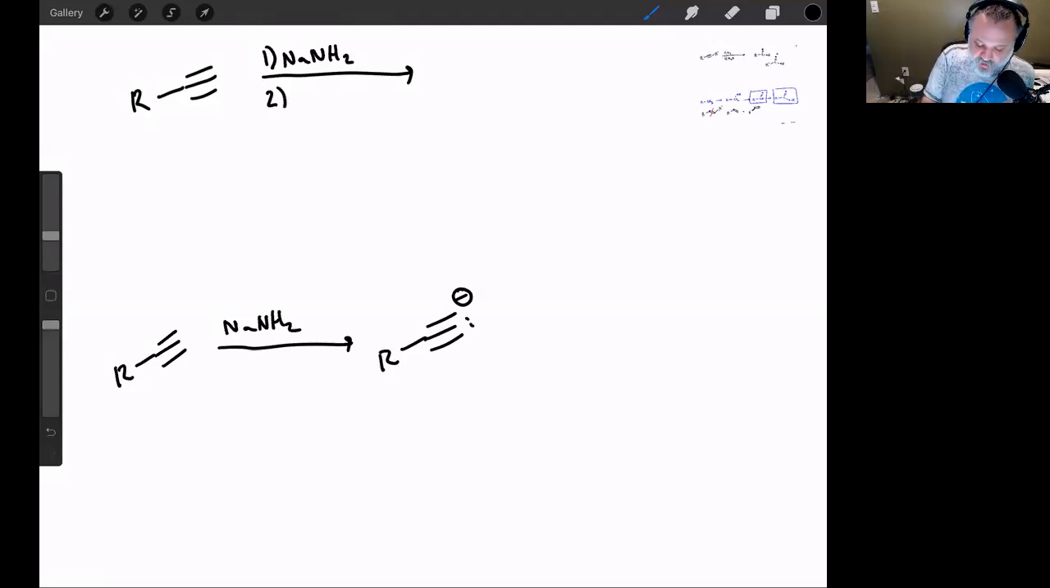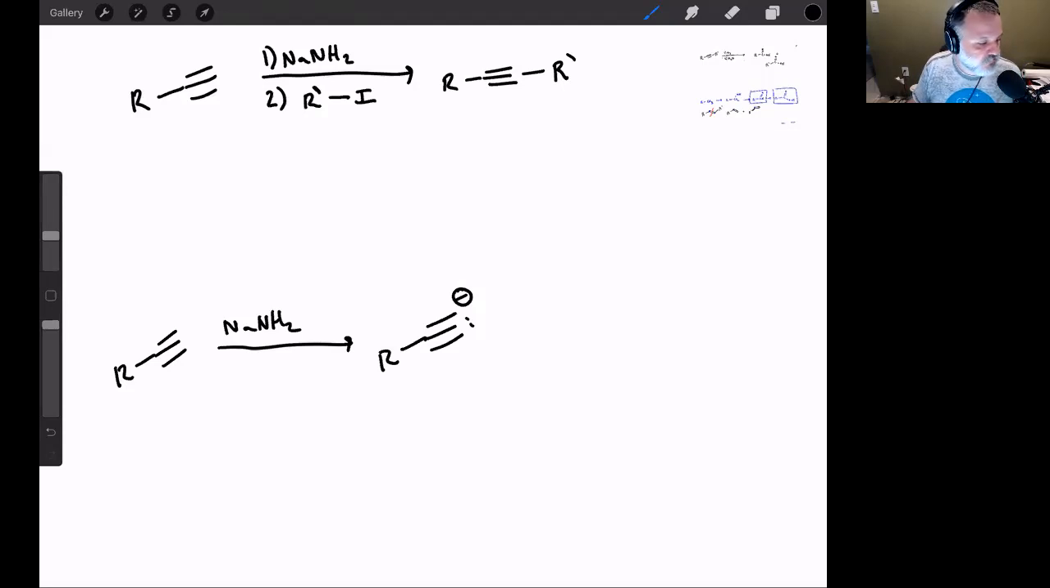Once I've formed an alkynide ion, if I react it with a group that has a nice unhindered substrate and a very nice leaving group, then I can do an SN2 reaction. Let me make this R prime, to form a new carbon-carbon bond.